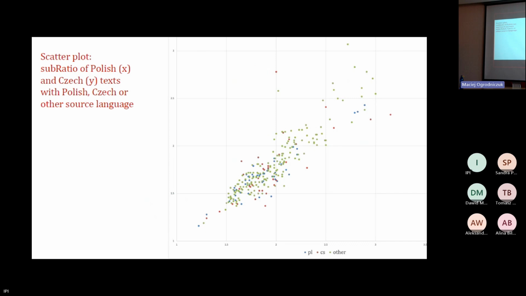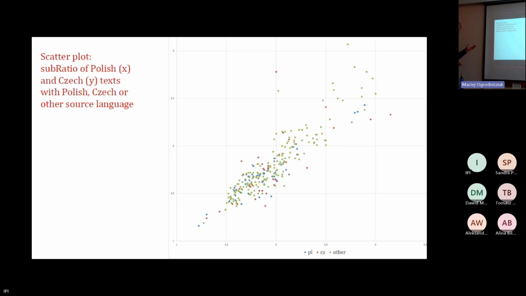Now this is comparing Polish and Czech. So Polish is here, Czech is here, in terms of subordination ratio. And you might see that the axis is not exactly 45 degrees. So it's always the case that Polish has somewhat higher values than Czech.